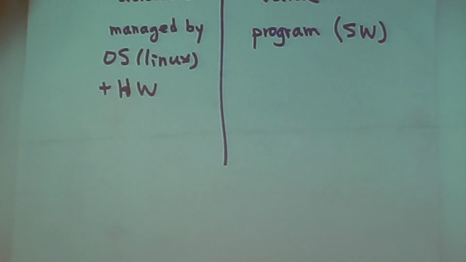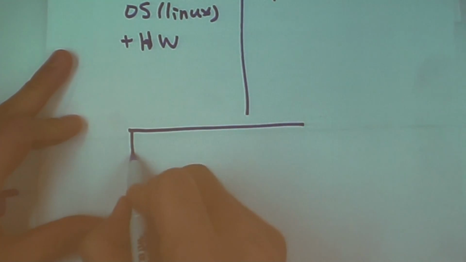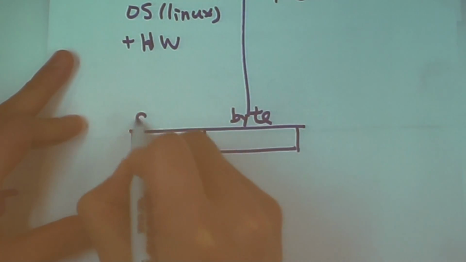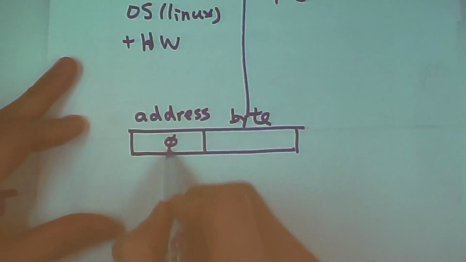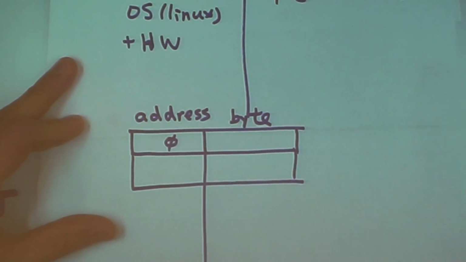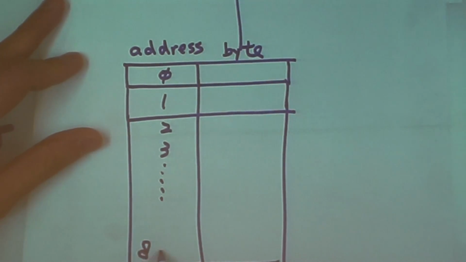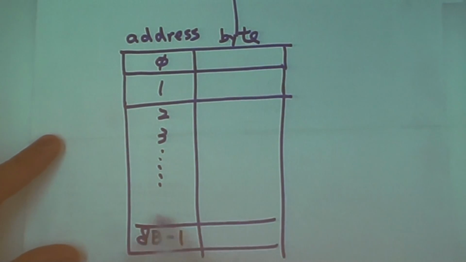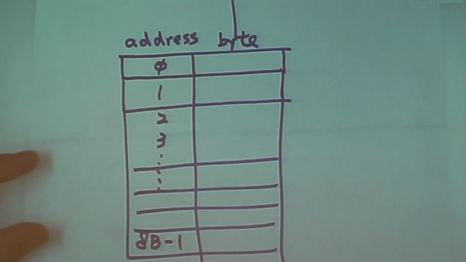When you say 8 gigabyte memory, it means the following. We organize it by byte. So here you have a byte and you have an address. Address will go from 0, 1, 2, 3, and then eventually go to 8 billion minus 1 because we start with 0. Any questions so far?